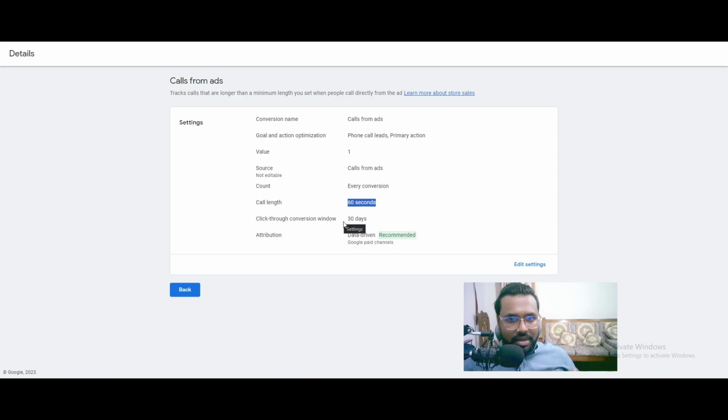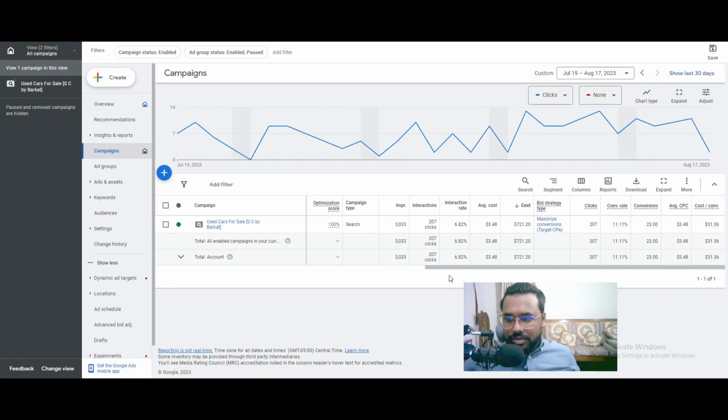So this is the main difference between us and other agencies or other experts. We are only counting valid conversions in this account, and not only in this account, but on all our clients' accounts. So this is the main thing. That's why the number of conversions is a little bit low, but the quality of all 23 leads is premium, I must say, because they talked on the phone for more than 60 seconds, which is very great. So this is the overall thing.